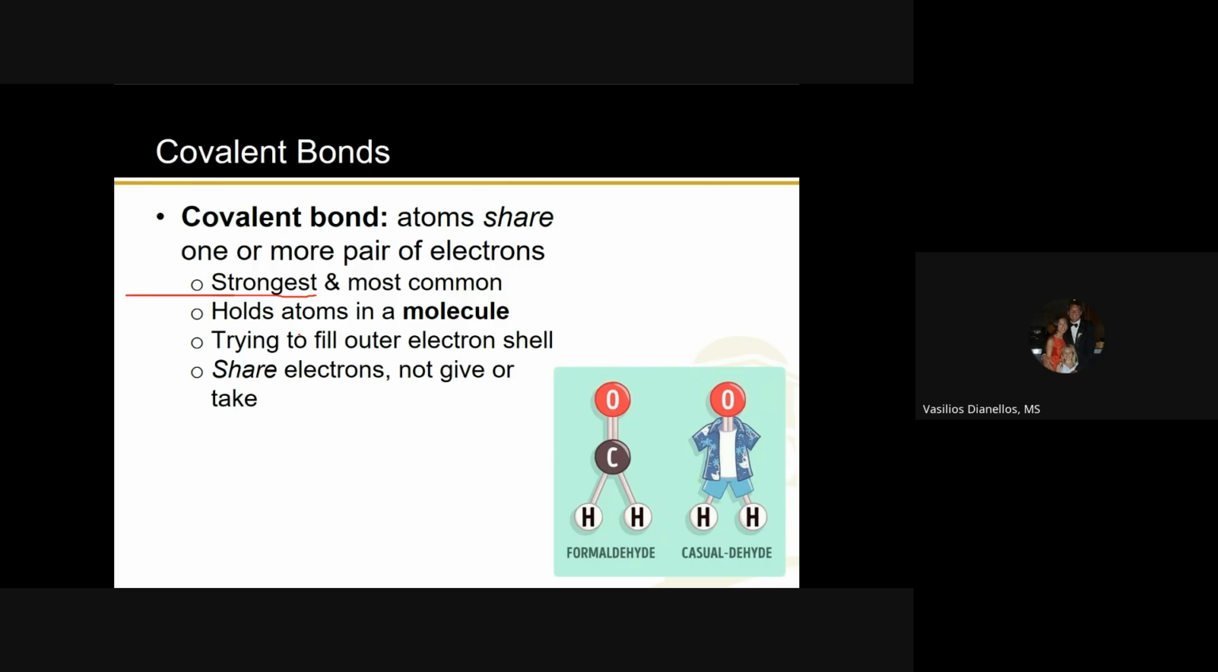That's the first time I've said this in this lecture. That outermost shell, we call it the valence shell or the valence ring, if you will. But again, it's trying to fill that outer ring, not by giving up electrons or taking electrons, but by sharing them. There are 2 types of covalent bonds.